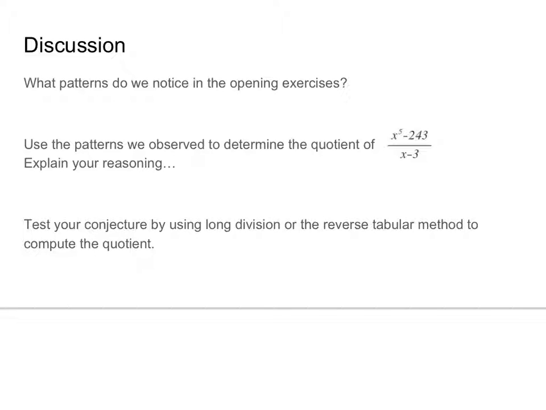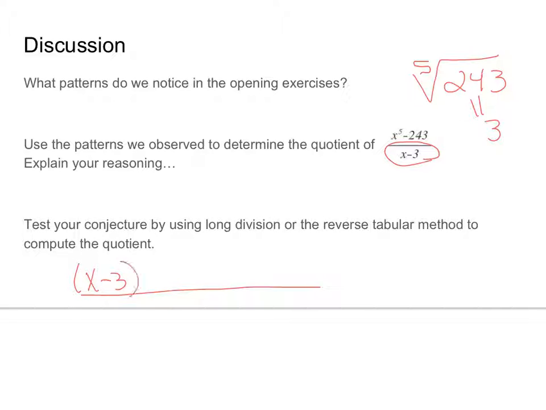Use the patterns we've observed to determine the quotient. Explain your reasoning. Okay, here I see x to the 5th. I don't know what 243 is, but I'm just going to do a little test. I'm going to see what the 5th root of 243 is. I'm going to punch that into my calculator, and I see that that equals 3. So I know that I'm going to cancel that out by doing an x minus 3 on the top of my fraction bar, x minus 3.